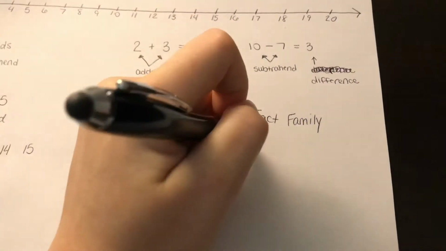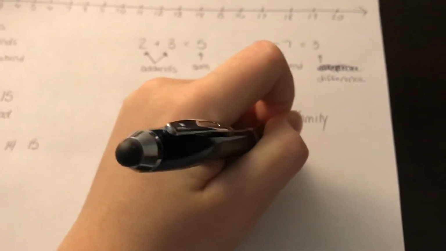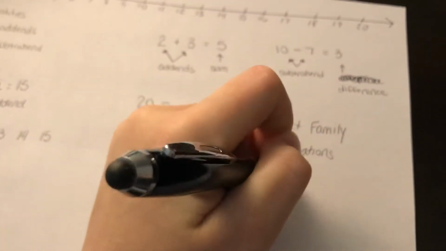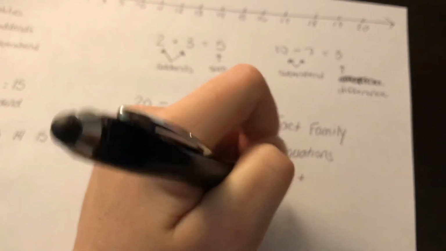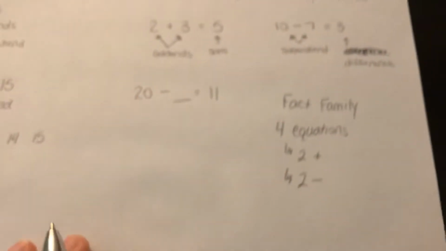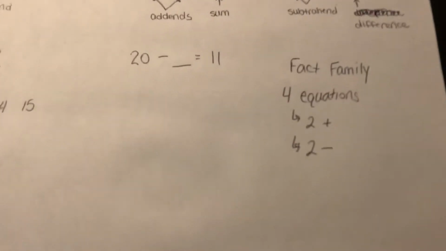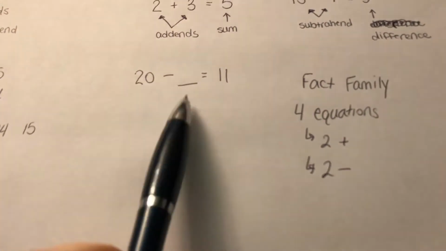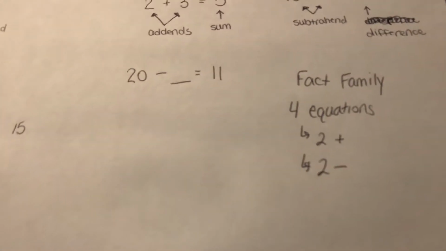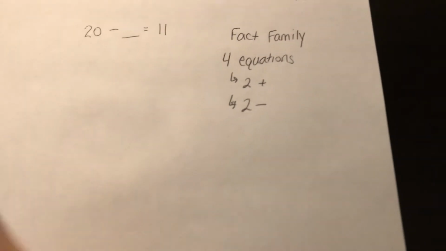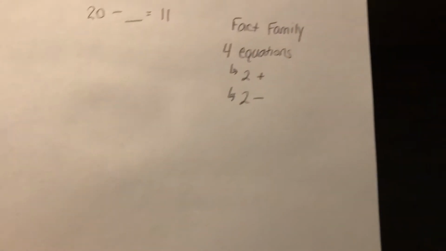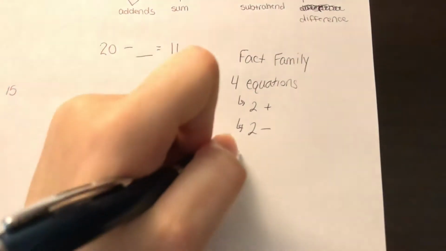A fact family is a total of 4 equations. There are 2 addition and 2 subtraction equations. So what happens with a fact family is there's always 3 numbers. So for example, 20, something, and 11. I'm going to give you 3 easier numbers to help you with this, and then we'll practice making a fact family for this equation.